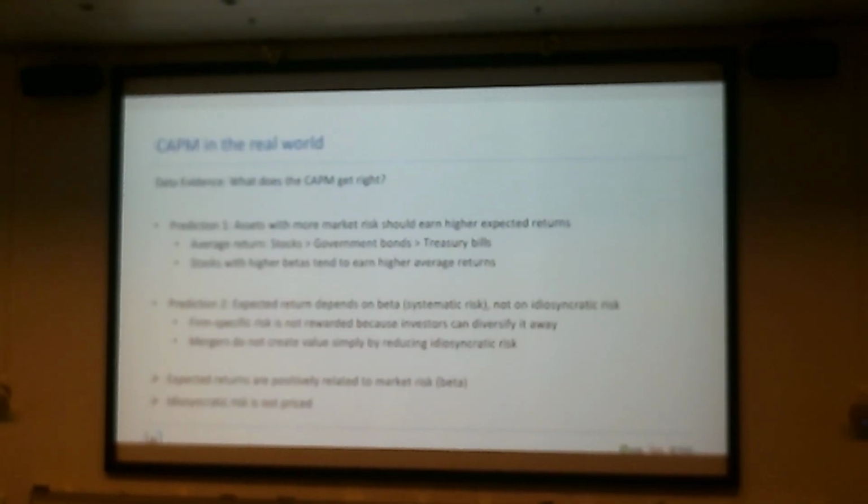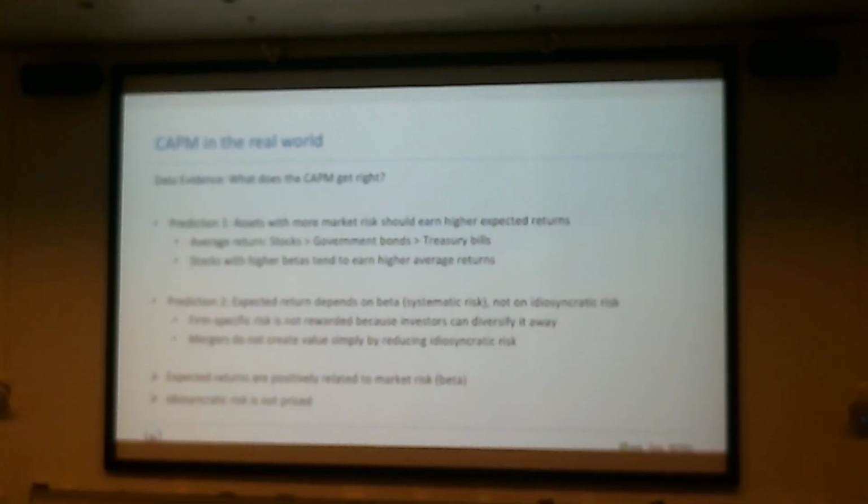And then the second prediction is that the expected return depends on the beta, not on idiosyncratic risk. And this is also definitely true in reality. So if, for example, companies merge, they don't create value simply by reducing the idiosyncratic risk. Because for investors, it doesn't matter whether the company is diversified or not, because the investor, him or herself, can diversify by investing in other companies. So these are two things that definitely hold.